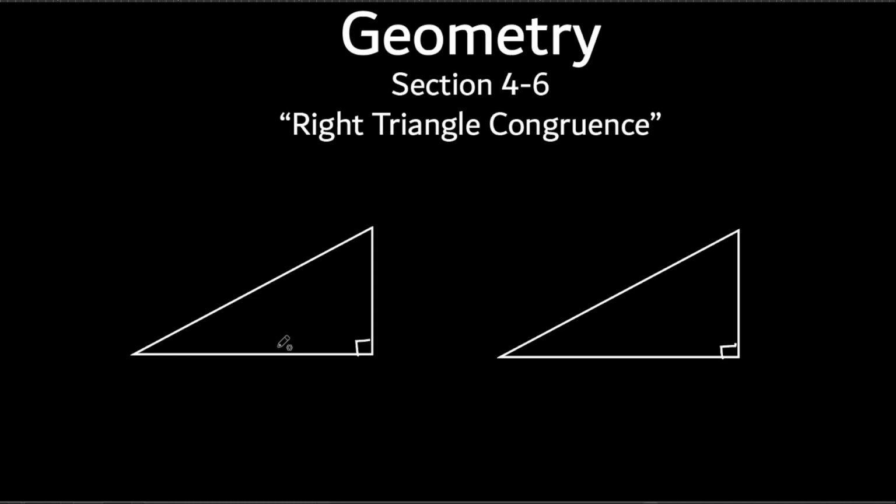The first one, you don't even really need this one. There's a couple of these right triangle congruence things that you don't really need, but I'm going to show them to you anyway. All right, so what do we call this side right here that's opposite the right angle? It has a special name. It starts with an H. The hypotenuse, okay? We've talked about that before.